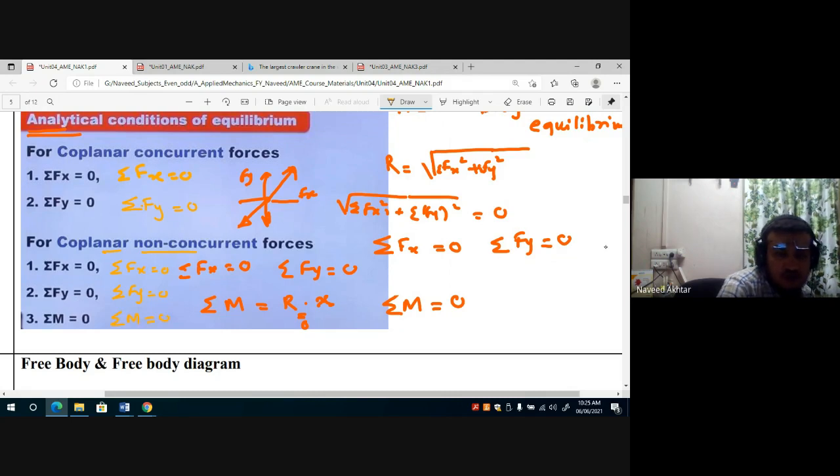So summation of all the horizontal forces is equal to 0. That is summation of Fx. Summation of all vertical forces is 0. That is summation of Fy. Summation of all moments about any point is equal to 0. That is the condition of equilibrium of a coplanar non-concurrent force system.